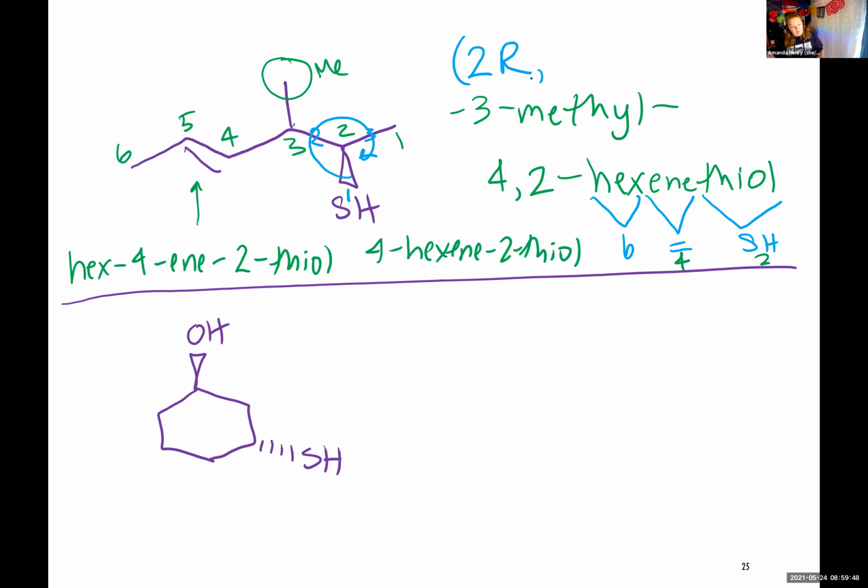And then our double bond. For our double bond, we can say trans because we have the 2 hydrogens, so we can compare the hydrogens to say whether it's cis or trans. We could also say E, but there's our full name, 2R-trans-3-methyl-4,2-hexenethiol. We don't need a number in front of the trans. We don't need to say 4-trans because there's only one double bond in the structure. So we wouldn't get confused as to which part gets that label. There's only one thing that can have that label.